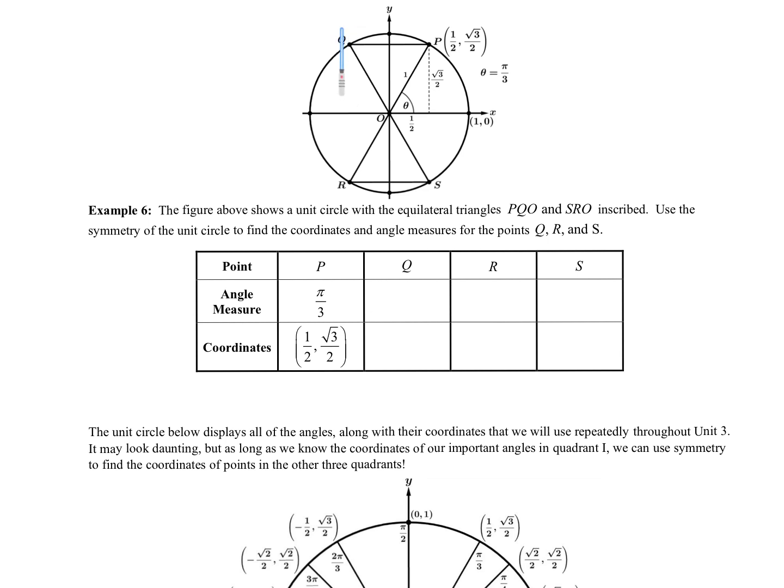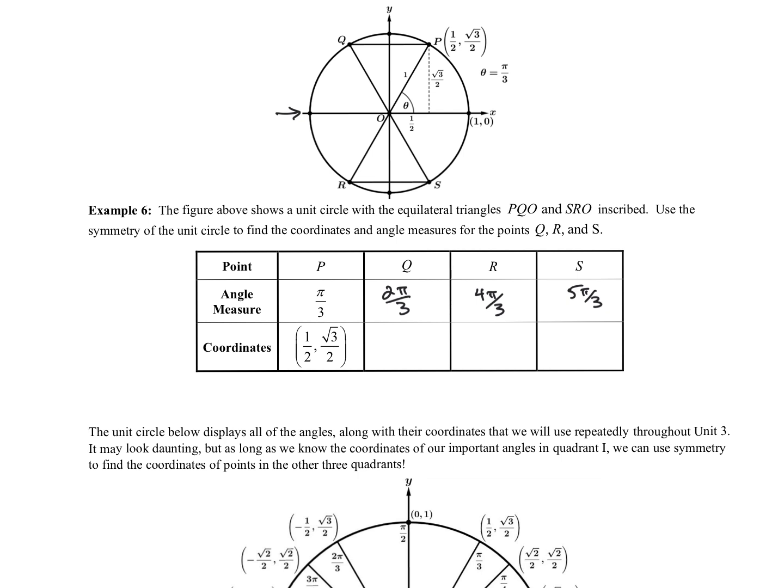So q would be at pi over, or which pi? 2 pi over 3. And then I kind of think of that guy as 3 pi over 3, and so then r would be what? 4 pi over 3. And then s would be what? 5 pi over 3. So we have to know where they are to deal with the other stuff.